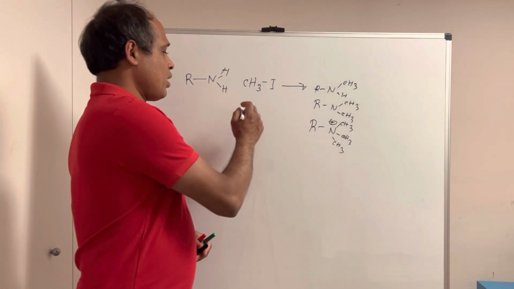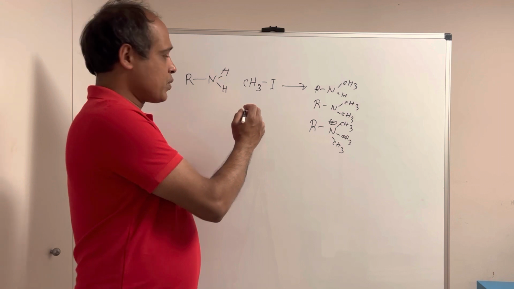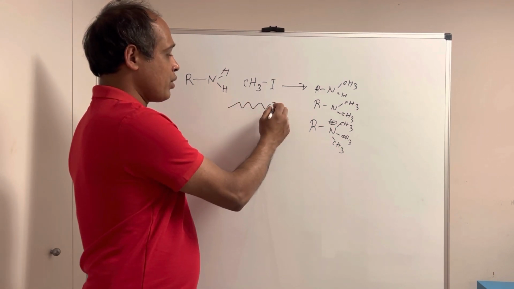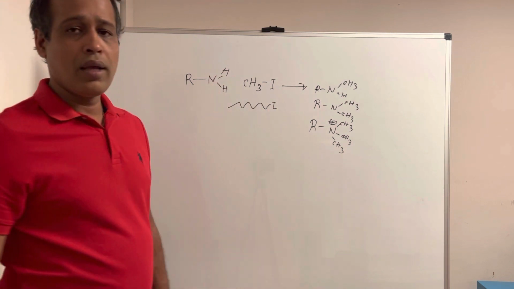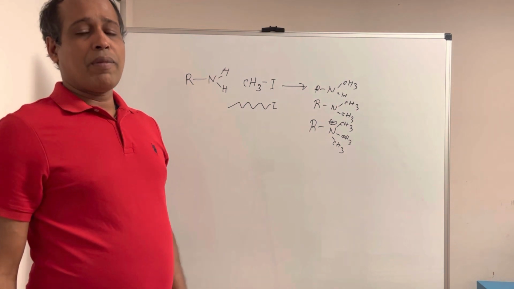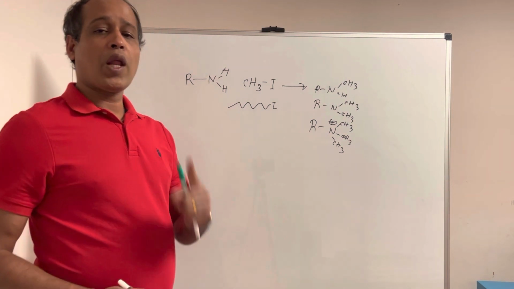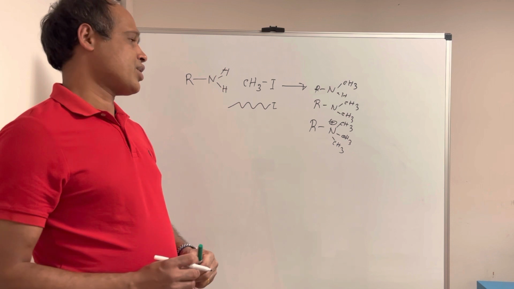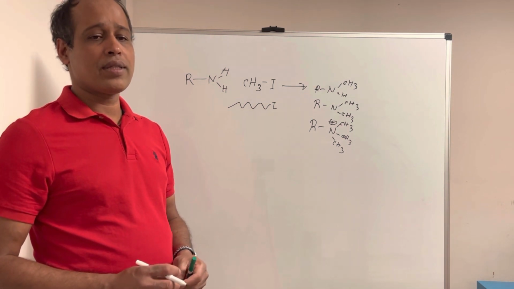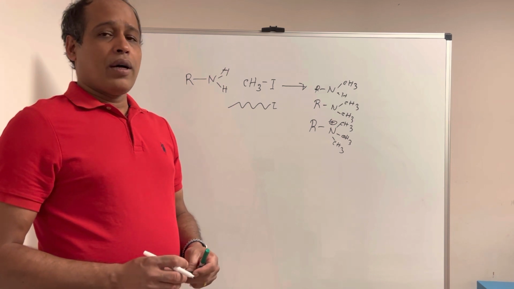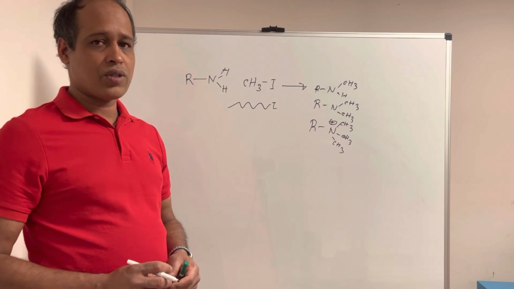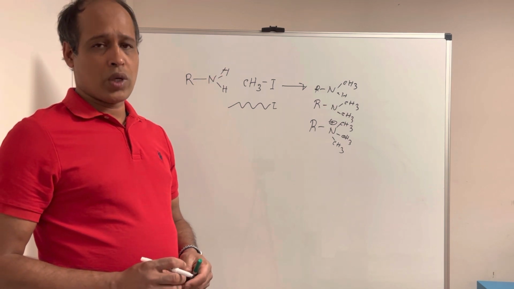Not only methyl, but any other alkyl group, suppose you are trying to add a long chain alkyl group with iodo or bromo to the amine, can also give this kind of mixture. But what if you want to make only one alkyl group attached to this primary amine? There is a way to do that, called reductive amination or reductive alkylation. So let's see how it works.